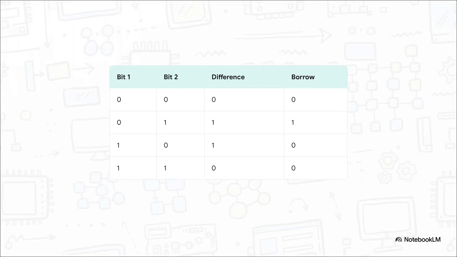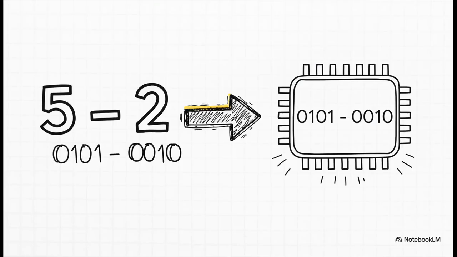So what about subtraction? It's pretty much the same deal. Again, just 4 rules to remember. And just like with addition, there's only one tricky case to watch out for: 0 minus 1. You can't do it directly. So just like when we were kids, you have to borrow from the column next to it. Okay, let's test it out. A nice, simple problem. 5 minus 2. We know the answer should be 3. So in binary, that's 0101 minus 0010.